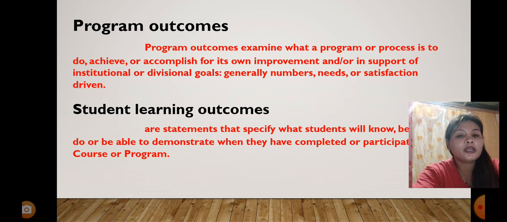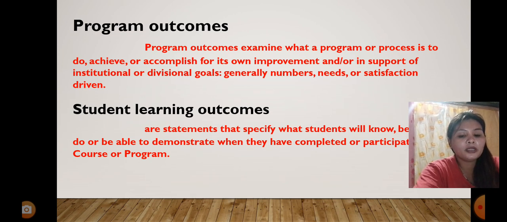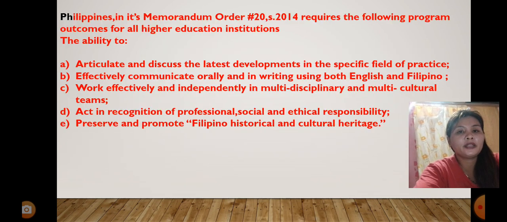Student learning outcomes are statements that specify what students will know, be able to do, or be able to demonstrate when they have completed or participated in the course or program. So student learning outcomes specify an action by the student that must be observable, measurable, and able to demonstrate.